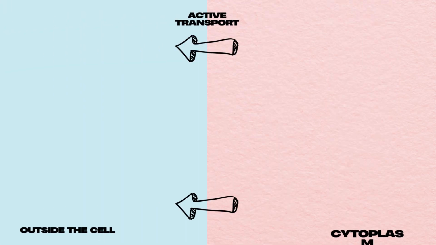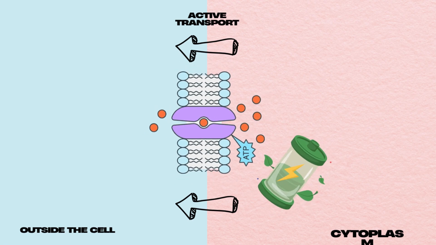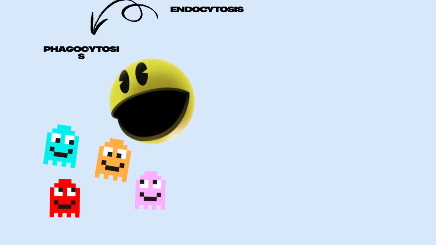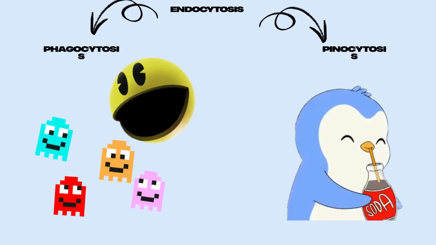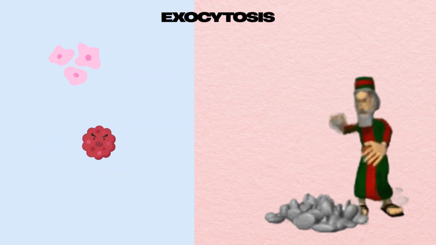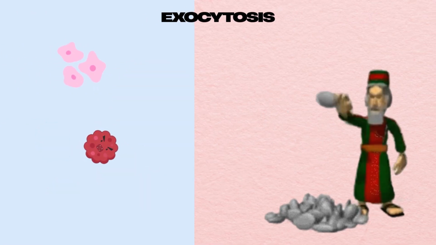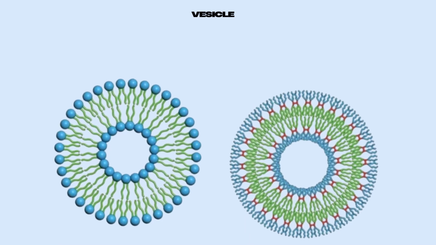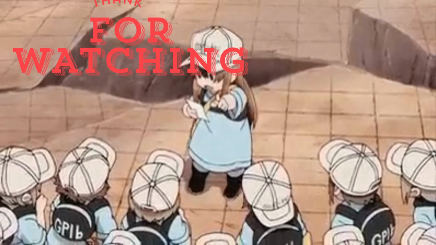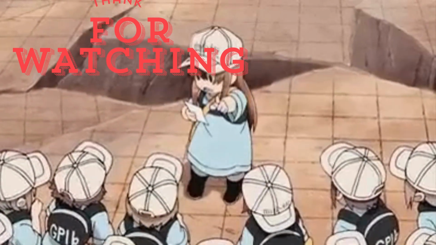Let's recap. Remember, active transport moves molecules against the gradient using energy and special proteins. Endocytosis brings materials into the cell. Phagocytosis is cell eating, large particles. Pinocytosis is cell drinking, fluid and nutrients. Exocytosis sends things out of the cell, and all of them use vesicles to get the job done. Tiny bubbles, big jobs. Now that's cell power in action.